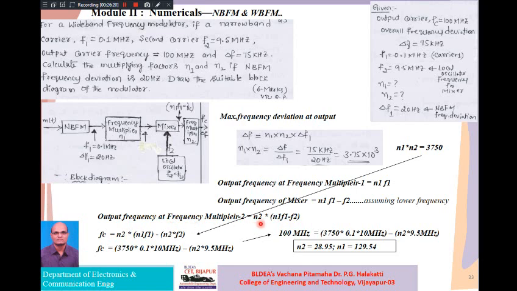N2, that is the carrier frequency Fc equal to, so what we are now getting here, N1 into N2. If you multiply these two, N1 N2, the value is 3750. You can substitute here. Then F1 is given as 0.1 megahertz, we can substitute, minus N2 into F2. N2 we have to find out, and the carrier frequency is given, that is 100 megahertz in the problem. So only one unknown variable in this equation is N2. You can solve it using a calculator, you will be getting 28.95, around 29.